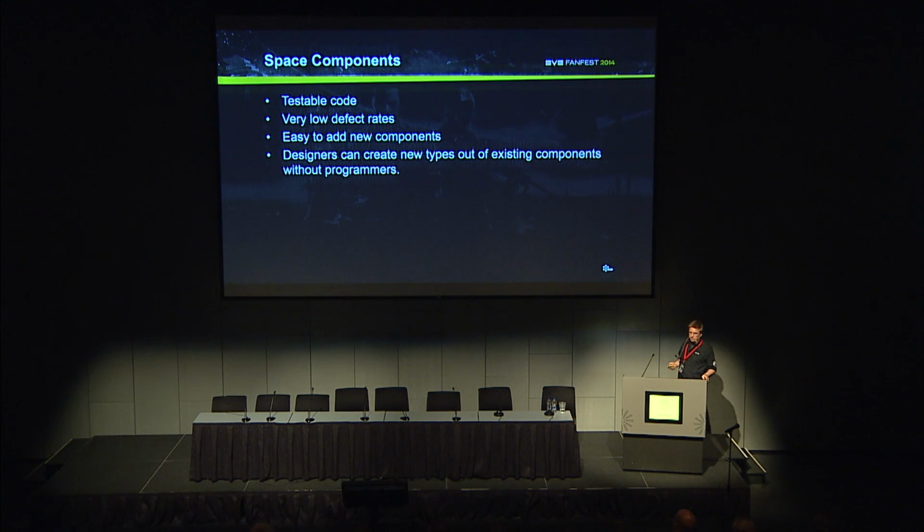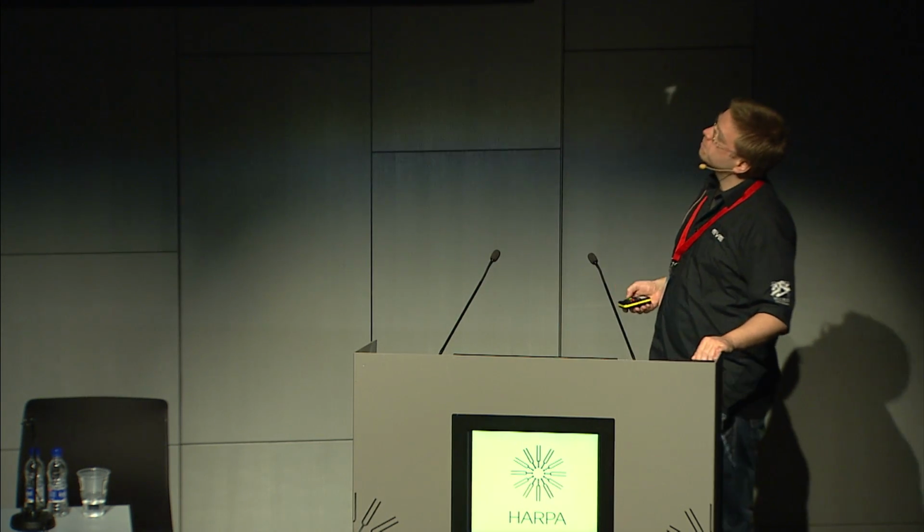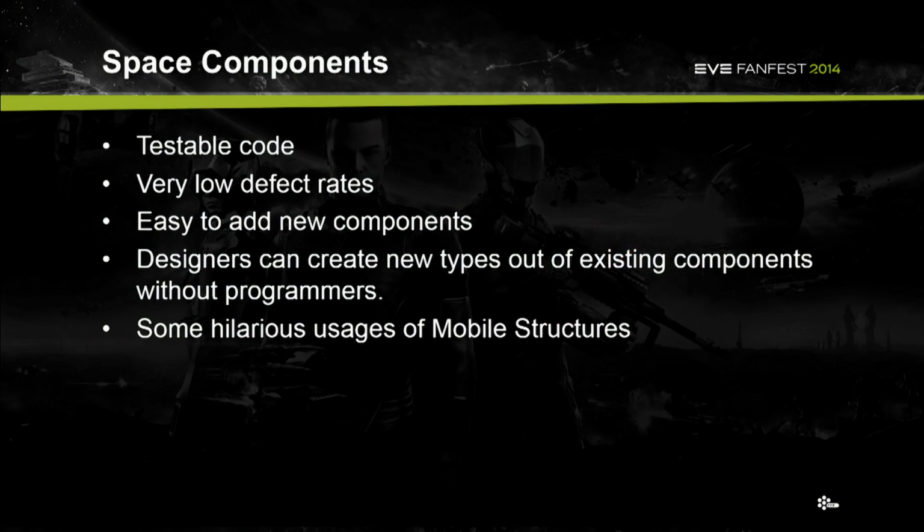And the designers can create new types using all the existing components without us having to do much. So that's mostly just if they want new functionality, we have to create a new component, but that's pretty basic. Like new functionality doesn't materialize out of thin air. So that's fine. And yes, some hilarious usage of mobile structures also came out of this, but we'll go into more of that later.